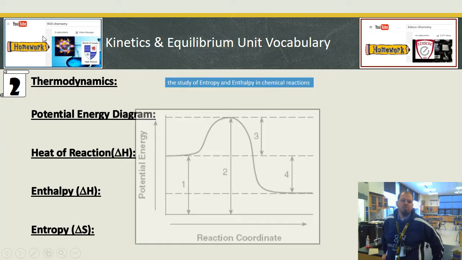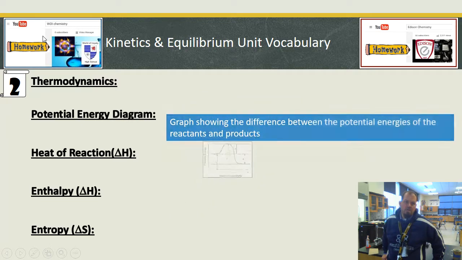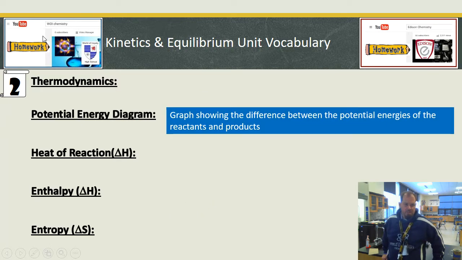Okay. Potential energy diagram. Here is one. Here is a common blank one where you have to fill in what those 1, 2, 3s, and 4s are. That's part of what we will learn to do this unit. A potential energy diagram is a graph showing the difference between the potential energies of reactants and products. Now, there's a lot of key words in there. Potential energy diagram. Diagram goes along with graph pretty well. And potential energies. Difference in potential energies. So a potential energy diagram is a graph of potential energies. That one should be one that you get on the vocab quiz pretty quick.